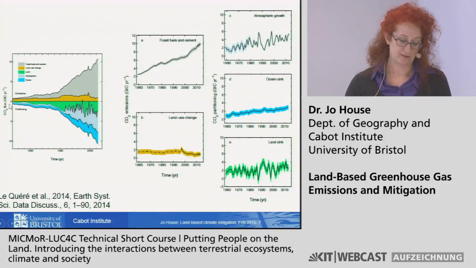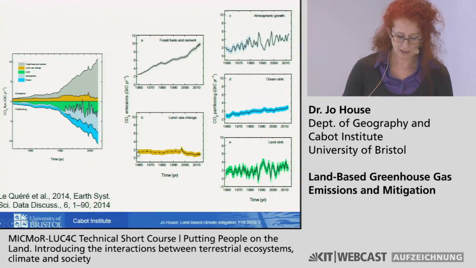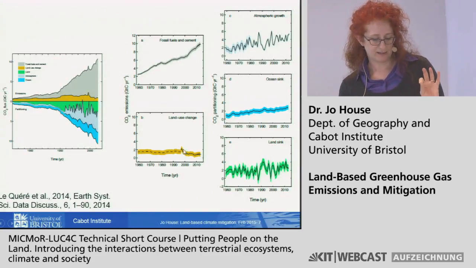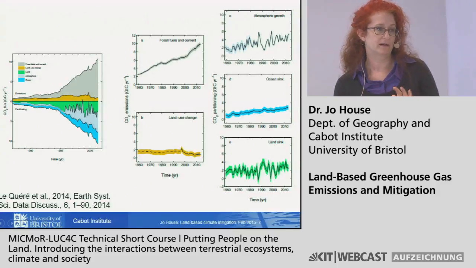I suppose the thing to note from looking at this is that from about 1850 to the 2000s there is this rapid increase in fossil fuel emissions, and a bit of an increase and then a fall again in land emissions. The land use change here, you might notice that it's a dotted line, and then suddenly you've got a big peak and it becomes a solid line.